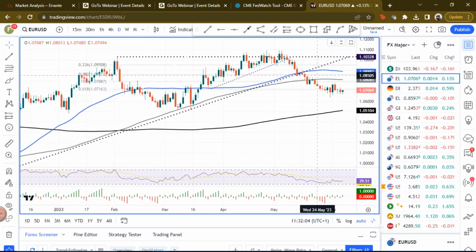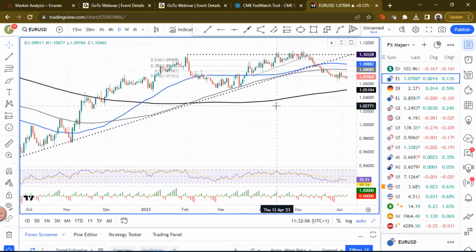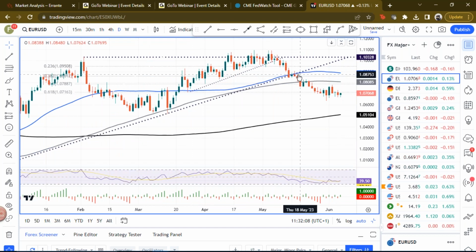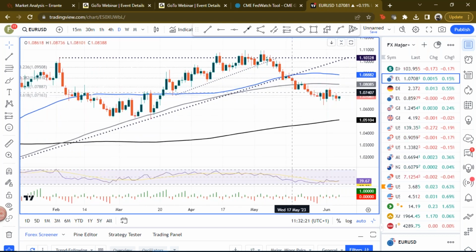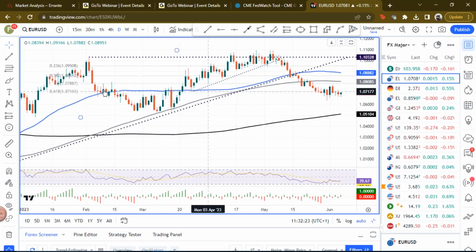You can see the break of that long-term trend line support, also the 50-day moving average, and then the 100-day moving average as well. So we get support, we think, probably for this year's rally at least. There is support at the 61.8 fib level, 107.16, and we're just tracking around that. But certainly 106.35 is a key level of support.